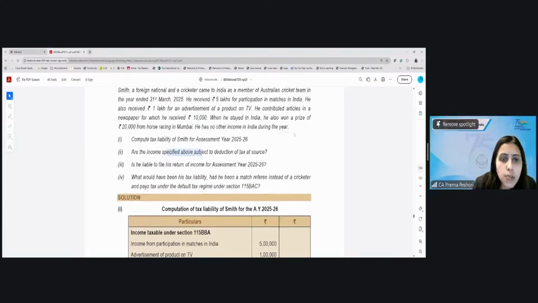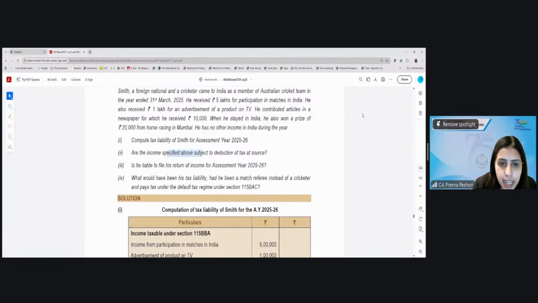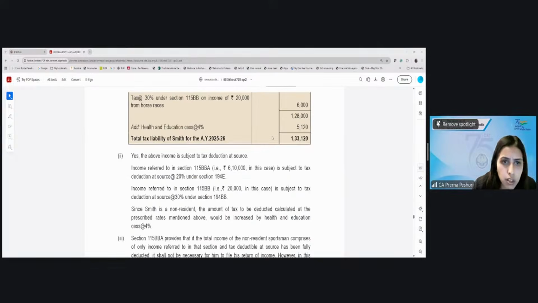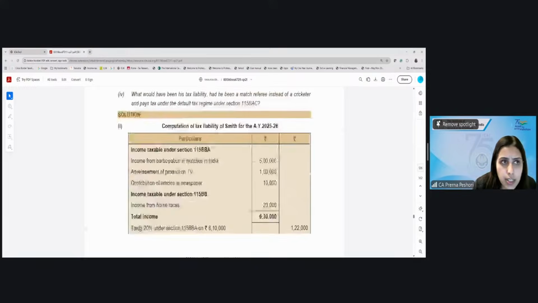Are the above incomes subject to the TDS? The answer is yes. Received means net of TDS? No. This is gross of TDS. You can take an assumption. So these are subject to TDS. 6 lakh 10 is subject to 20% under 194E. For the horse races, this is subject to 30% under 194 BB. Plus, there will be education cess.